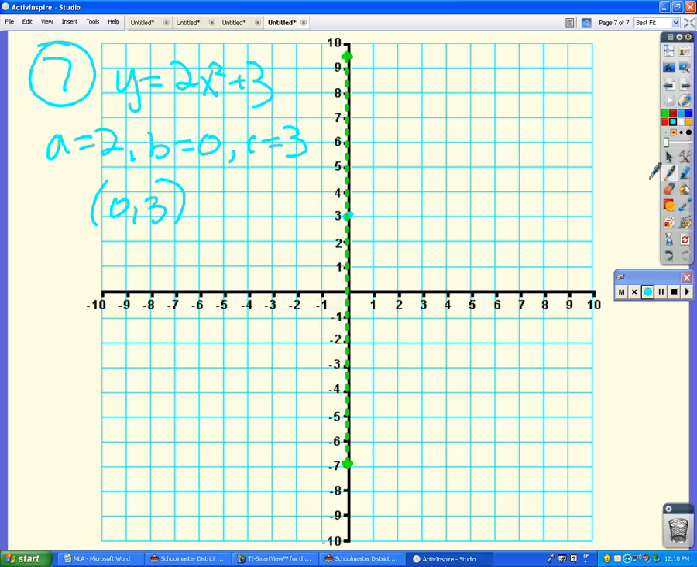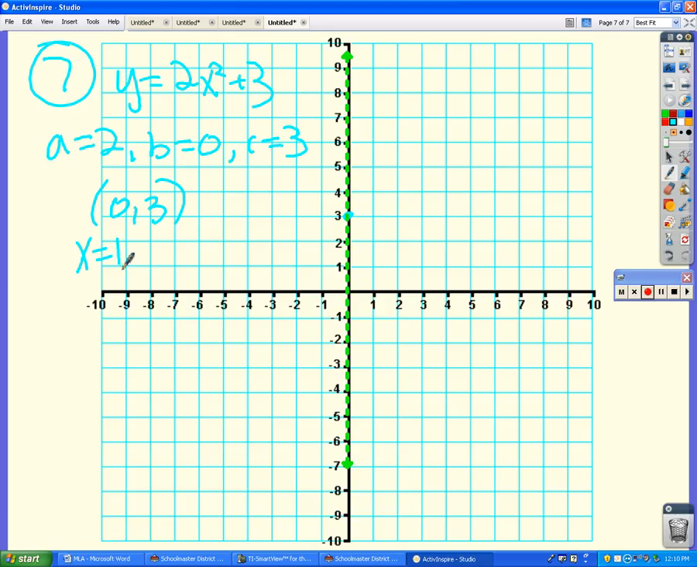And then what I told you to do is look at C, and that tells you where it crosses the y-axis. But what's the problem? It's the same spot as the vertex. So we don't have 3 points like we need, we only have 1. Okay? So when that happens, all you need to do is just pick a point. Pick an x. 1.